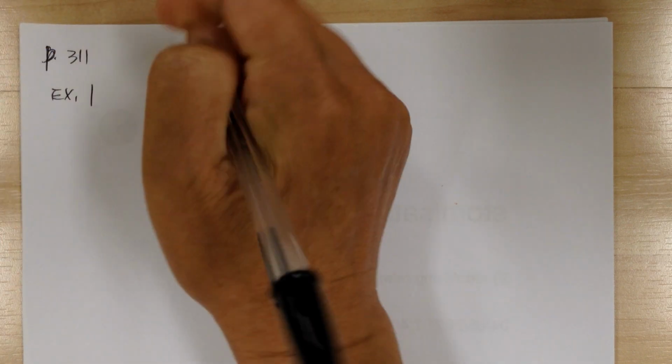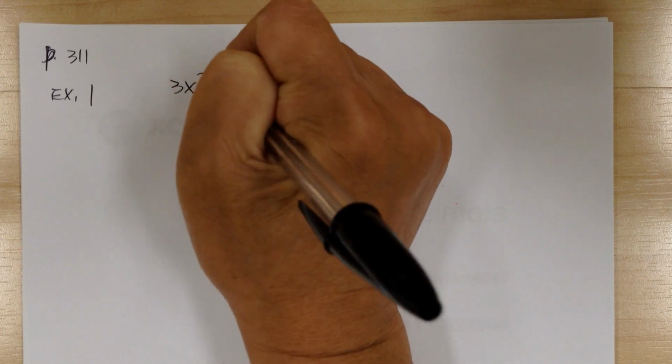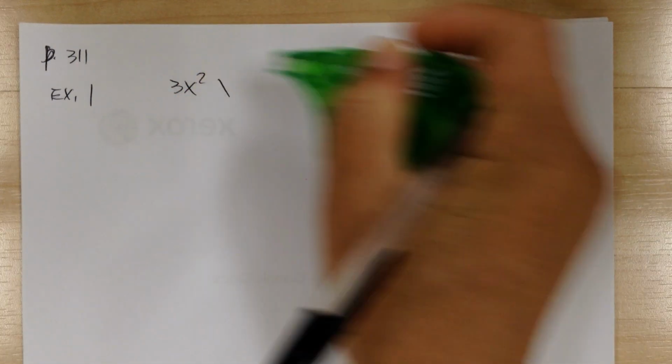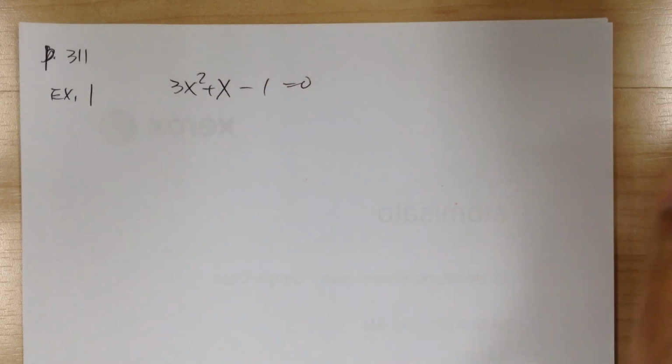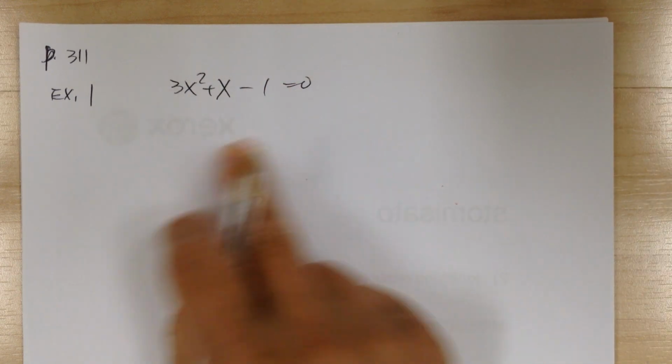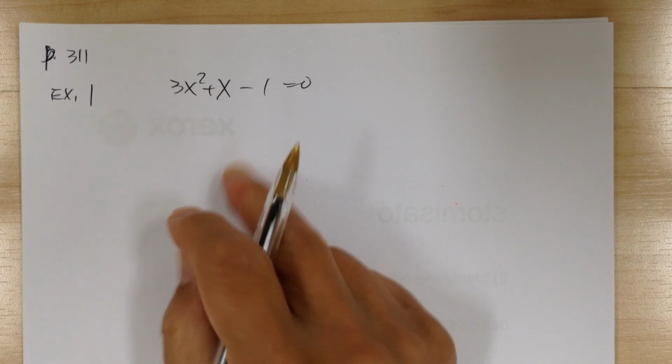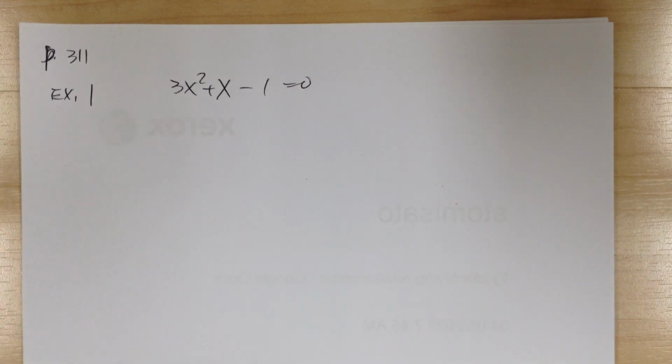Okay, so let's go to example 1. You have 3x squared plus x minus 1 equal to 0. Again, instead of completing the square all over again, we have the formula that we can use now, right?